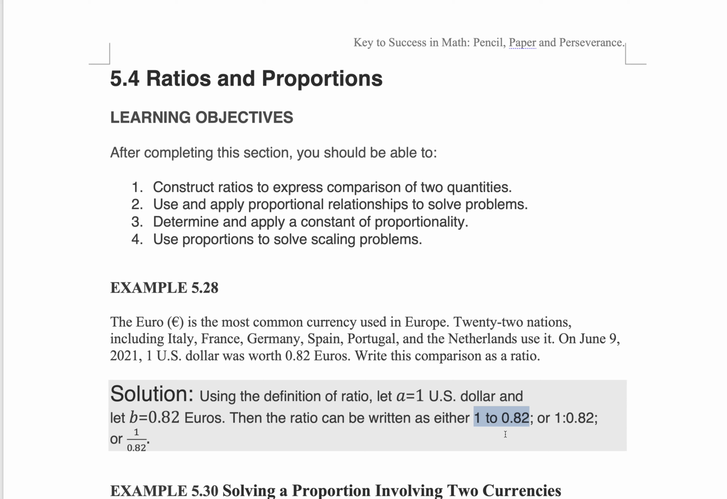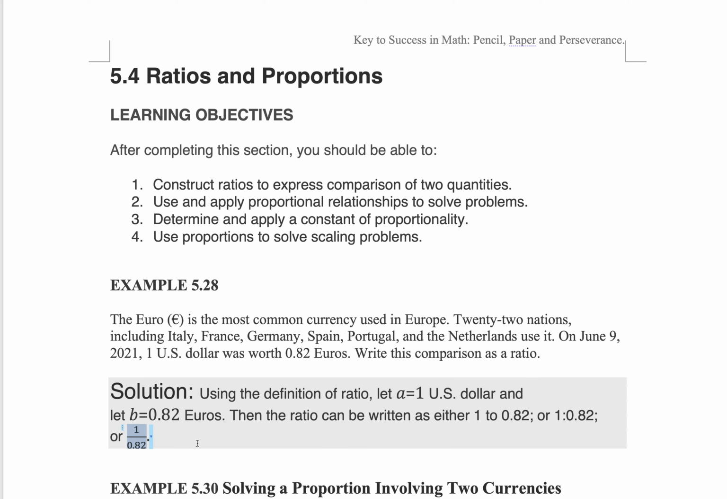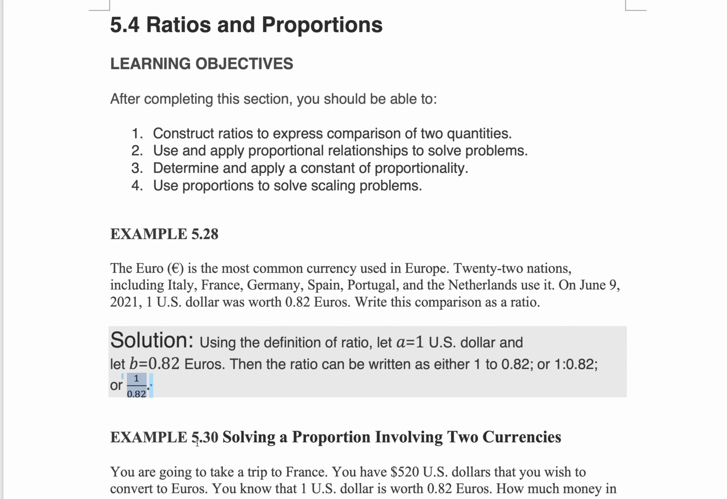Sometimes instead of using the word "to," you can use the colon notation. I think we read it the same, right? The ratio is 1 to 0.82. Or, very commonly, we simply denote a ratio as a fraction, 1 over 0.82. That is a ratio.